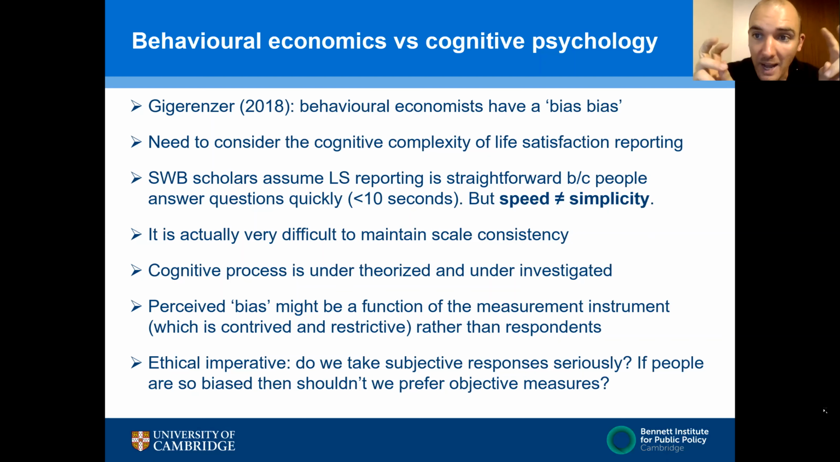And as such, perceived biases might actually be a function of the measurement instrument, right? In which case, it would be on the researcher's part that there is a bias, not on the part of the respondent. I think this is quite an ethically important issue. A lot of the advocacy around life satisfaction scales in a policy context and in welfare analysis is that we should take subjective responses more seriously. I think it's kind of an oxymoron to say that we should take them more seriously while simultaneously saying that they're full of biases and that only we, the researchers, can see those biases. If they're so full of bias, then we should use objective measures instead. And I think we really dig a hole for ourselves if we just keep dismissing everything as a bias, because that makes this stuff really hard to understand.